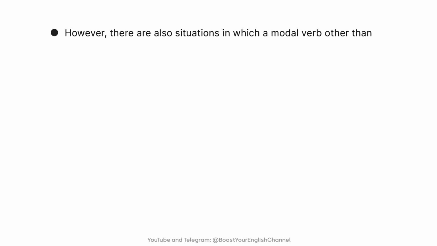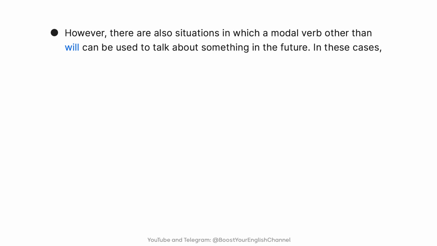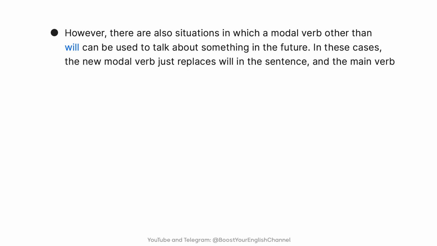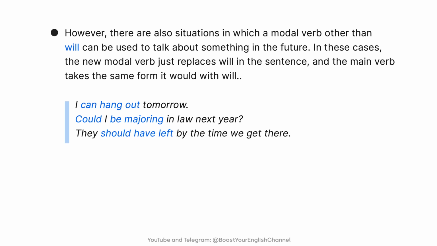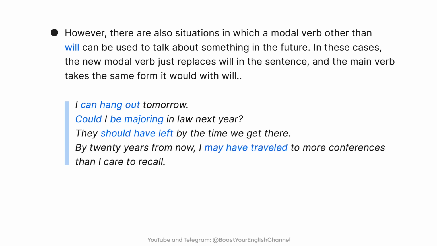However, there are also situations in which a modal verb other than will can be used to talk about something in the future. In these cases, the new modal verb just replaces will in the sentence, and the main verb takes the same form it would with will. I can hang out tomorrow. Could I be majoring in law next year? They should have left by the time we get there. By 20 years from now, I may have traveled to more conferences than I care to recall.